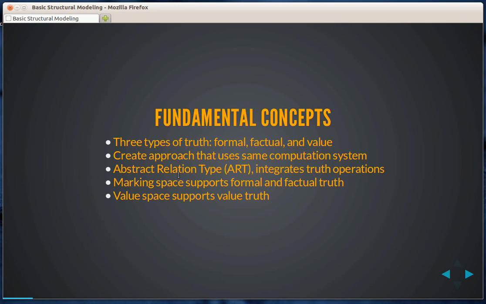And then we use an abstract relation type to organize and integrate these operations. An abstract relation type really has three sections: a marking space, a value space, and an outcome space. The marking space supports formal and factual truth, and the value space supports value truth.